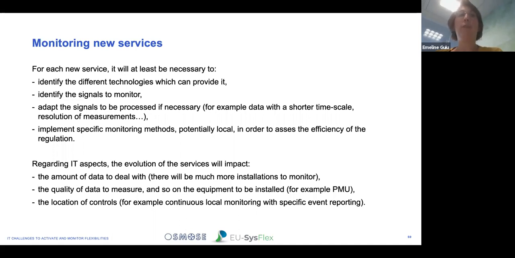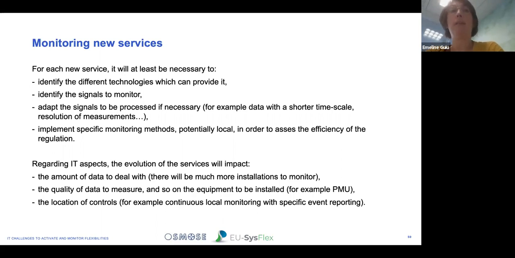For each new service, once a new service is identified, it will be necessary at least to know which technologies can provide it and which signals have to be monitored to be able to discriminate. If necessary, signals to be processed should be adapted. For example, we will need a shorter time scale data, or we need a better measurement resolution. To assess the efficiency of the regulation, specific monitoring methods, potentially local, will have to be implemented.